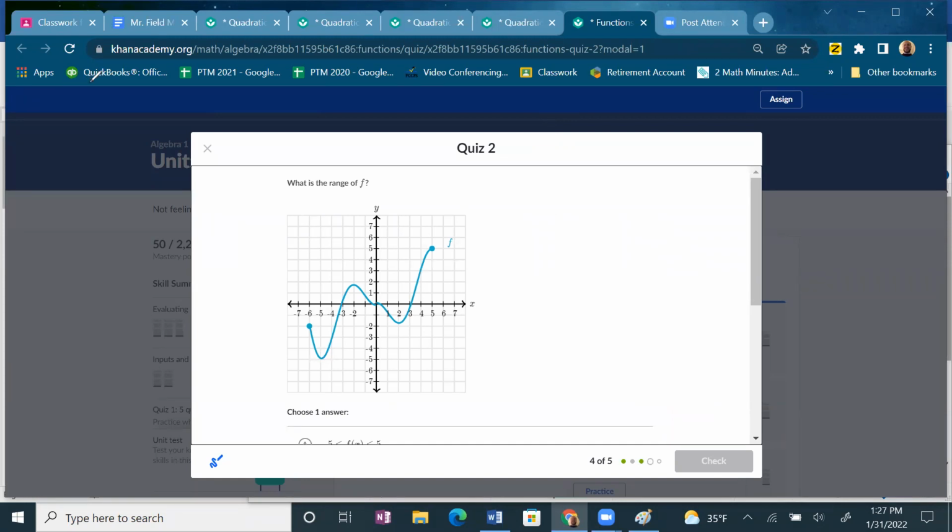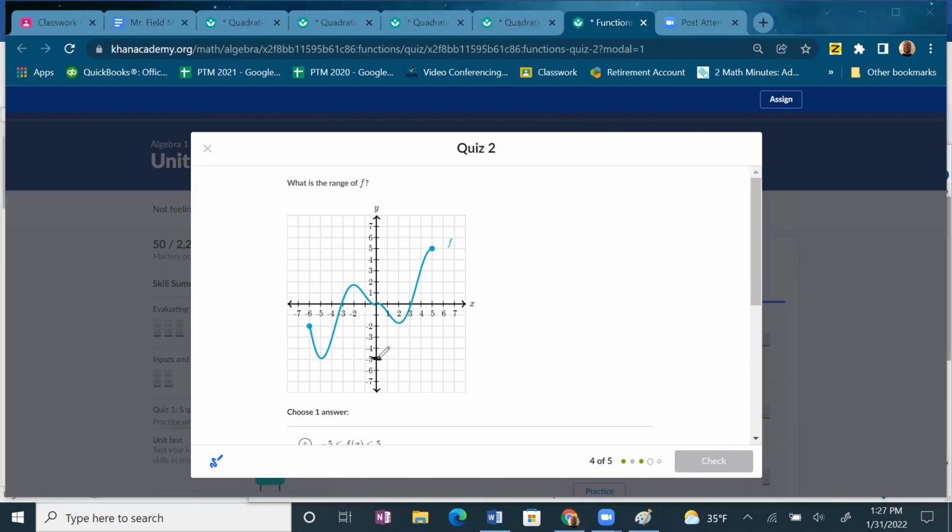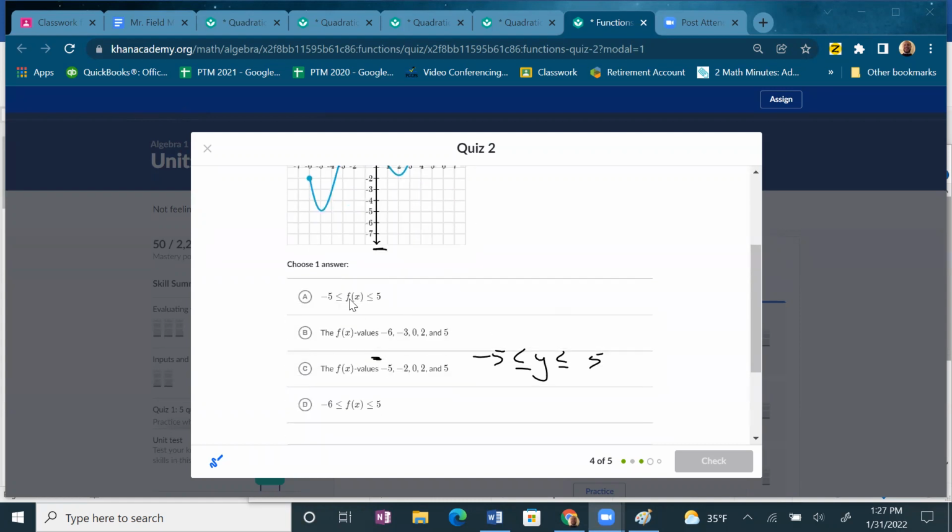The range is the y values, and this one is continuous. And so what is the lowest y value? -5. And what is the highest y value? 5. And all of the y coordinates of this function are in between -5 and 5. So that's what we're looking for. They both include those points, and so we are going to put or equal to's, and y is the same thing as f of x.